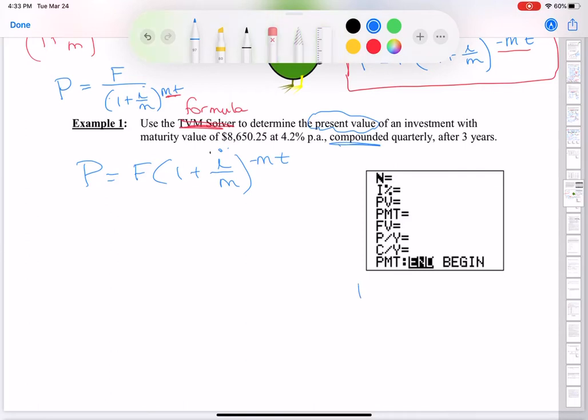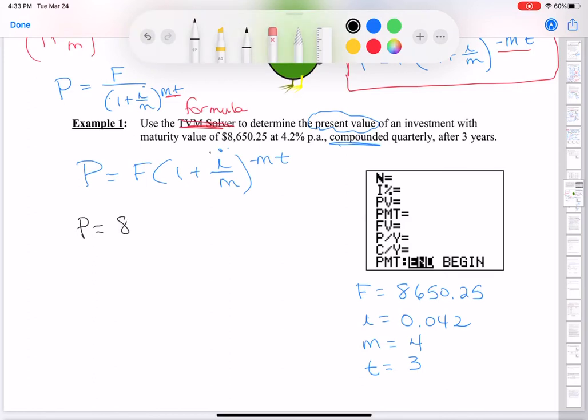All right, so in this case, F is equal to the maturity value. It is $8,650.25. Our interest rate is 4.2%, so i is equal to 0.042. And we're compounding quarterly, so that means that m is 4. And our time is already in a unit of years, so t is 3. So now let's replace everything in the formula.